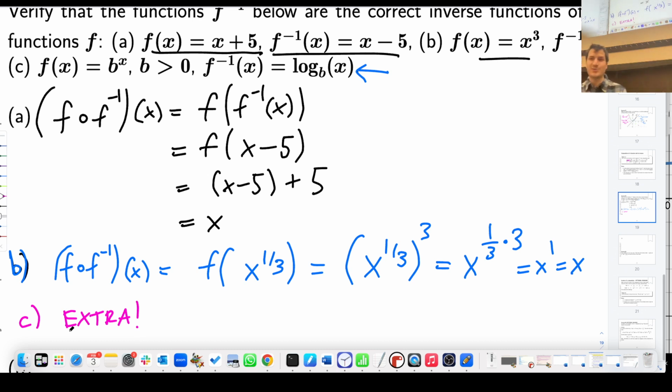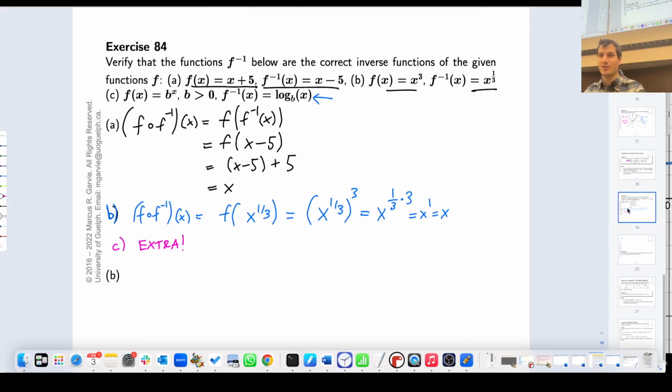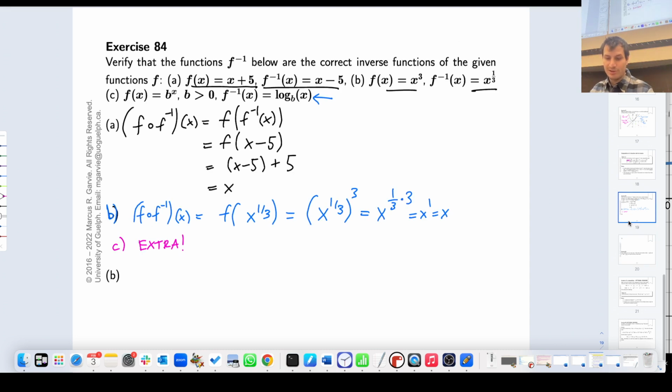And I think on the next page, there's a harder one for you to do if you want. You can try this function, x plus 4 over 3x minus 2, and 2x plus 4 over 3x minus 1 that we did before. So if you want an extra problem to try on your own, you can do that. Okay. Any questions or comments about inverse functions? That's all we're doing for inverse functions. We're going to move on to a slightly new topic.